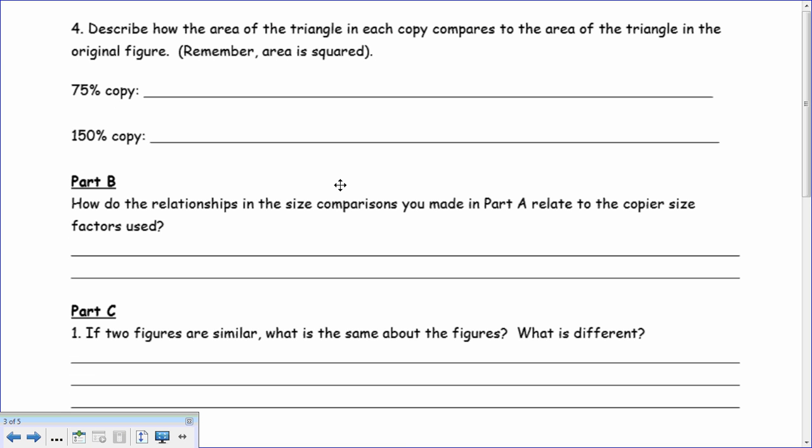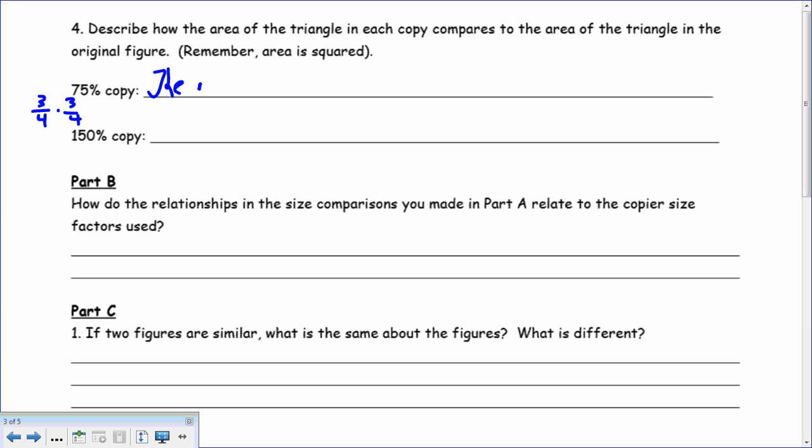So on Friday, we were right in the middle of talking about the 75% copy. When we're talking about area, if the side length is 3/4 the size of the other one, remember, area is length times the width. So that would mean two sides. We had to multiply 3/4 times 3/4 because it's 3/4 the size. And when we did that, you found out it was 9/16.